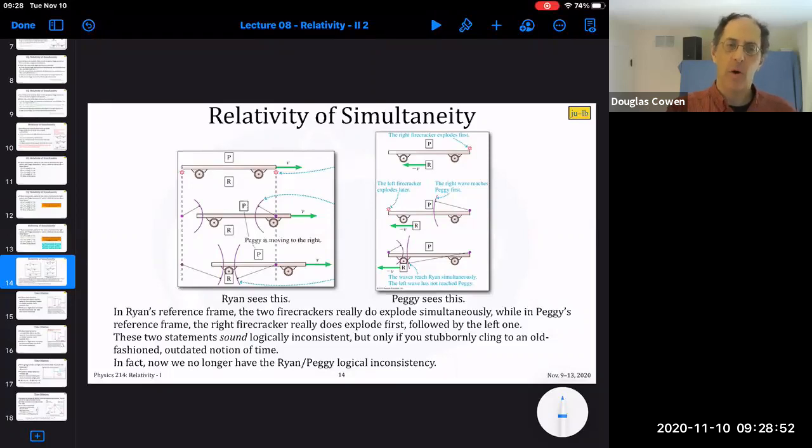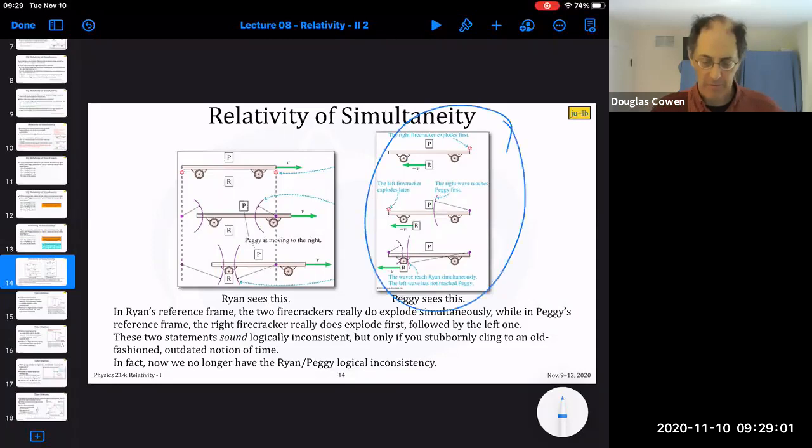If you see two events as simultaneous in one reference frame, you will not see them as simultaneous in a reference frame that's moving with respect to it. And that's what's shown by this right figure. So now we've done away with all the logical inconsistencies. We no longer have this Ryan-Peggy logical inconsistency. They will both say that the light detector glows green, because that's what they will both see. The reason they see it that way, though, is different.